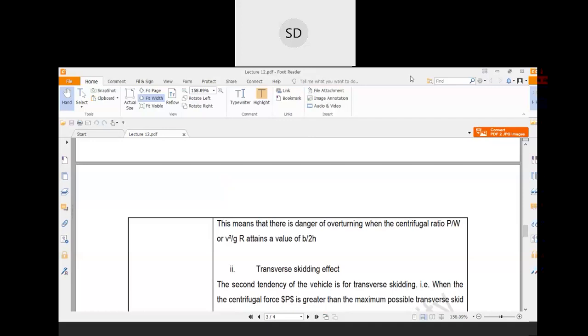But for all the cases, the lateral coefficient of friction is considered with a maximum value of 0.15, and the longitudinal coefficient of friction is considered as 0.35 to 0.40, depending on the speed of the vehicle.